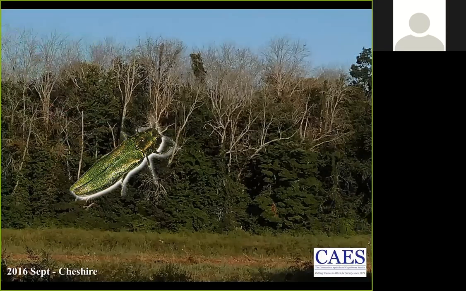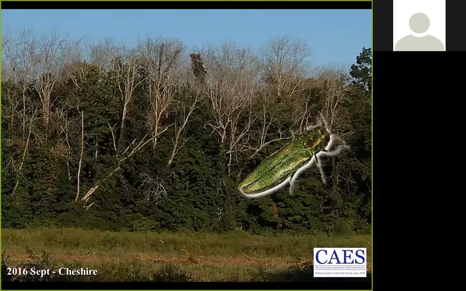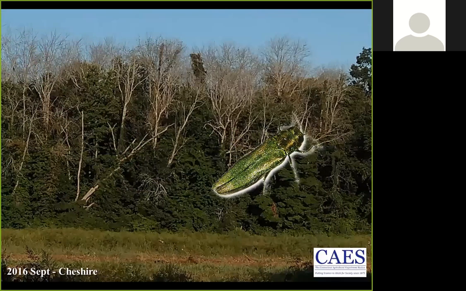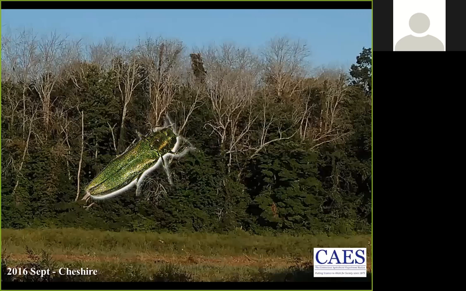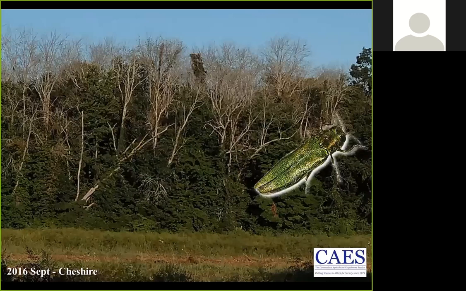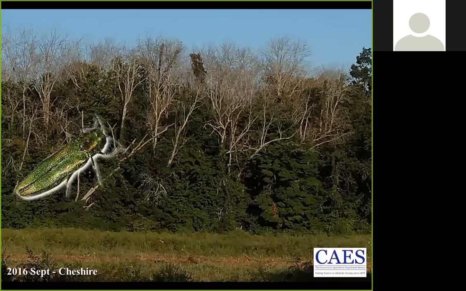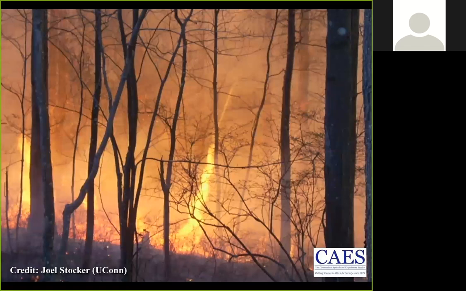And another problem across a lot of the country now is emerald ash borer. And this is another stand where the entire overstory of ash is dead, and there's nothing but red maple coming in underneath it. How are you going to manage that stand going forward? And those are questions I think we all have. A problem not so much here in the East usually is fire, but it certainly can be a component in some stands.